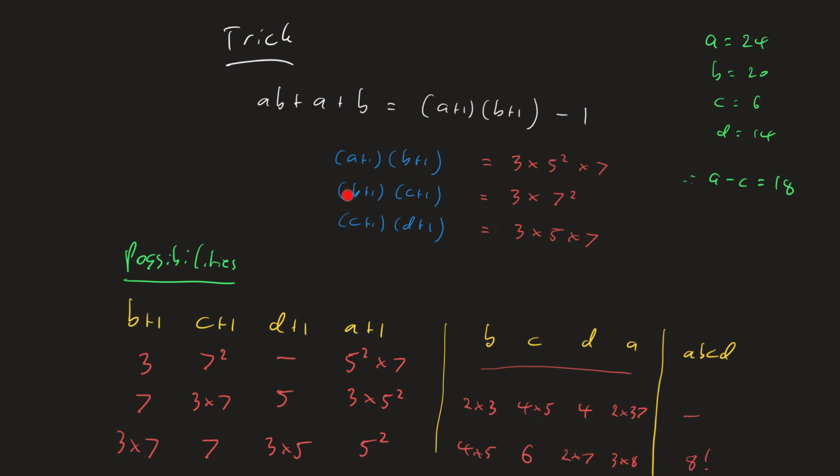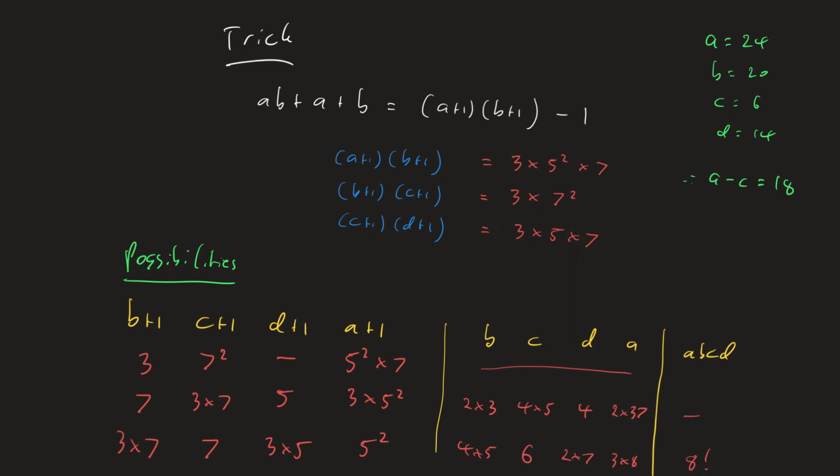For the same reason that B plus 1 could not be 7 squared, we find that this first possibility can't actually occur, because if C plus 1 were 7 squared, then the left-hand side of the last line would have a 7 squared on the left-hand side, but only a 7 on the right-hand side. Given that prime factorizations are unique, this is not possible. The second and third possibilities both work out.